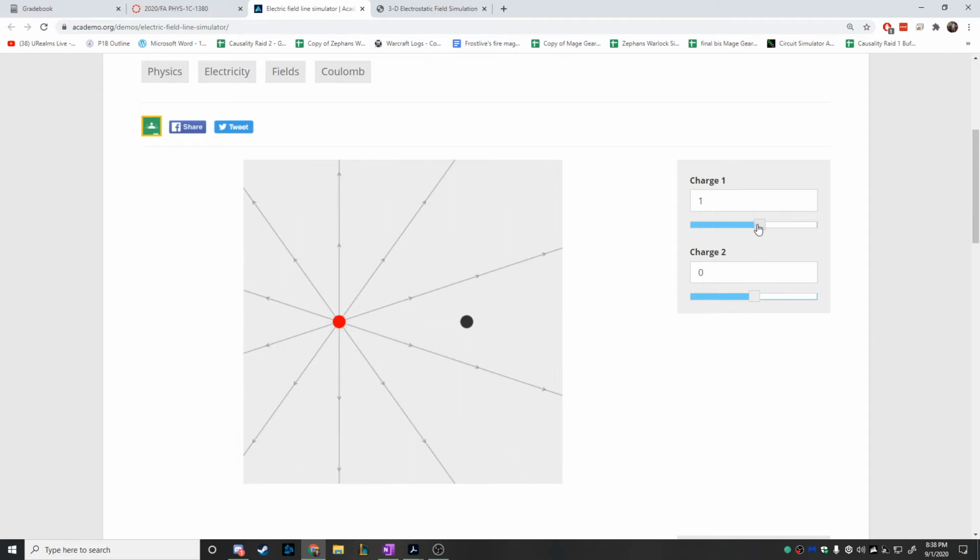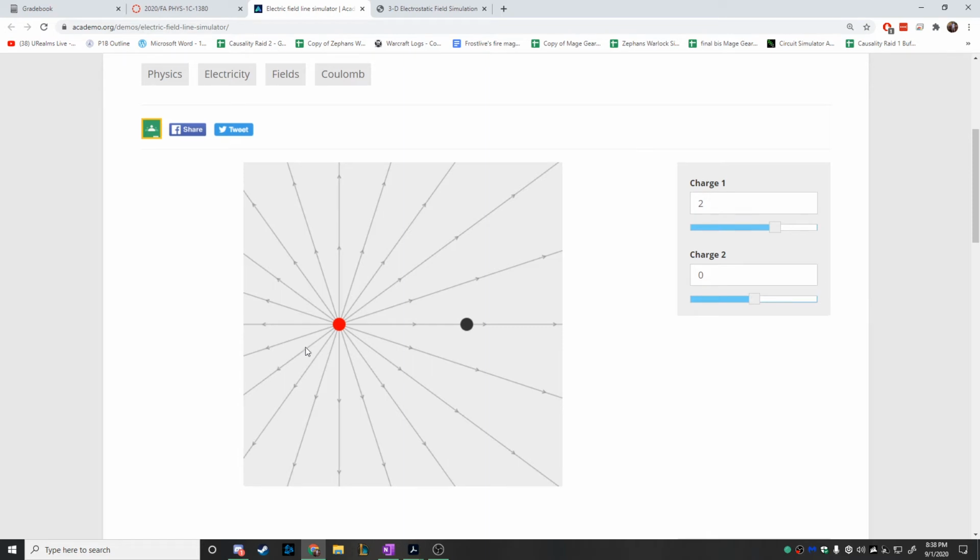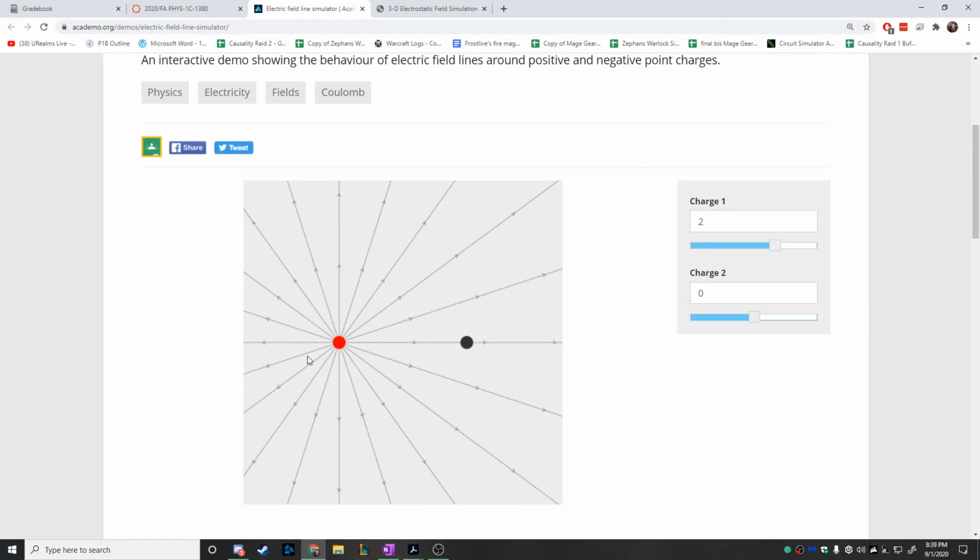You went from a charge of unit 1 to a charge of unit 2, and you doubled the number of field lines. That's what I would have expected. That's the way this is often described as to how you should draw them: if you double the size of the charge, you need to double the number of lines coming out. Now, these lines are not electric fields, right? Electric fields have a value at a given point in space.